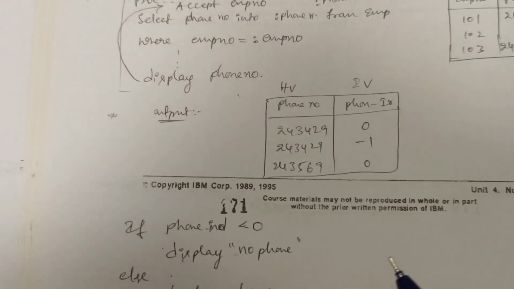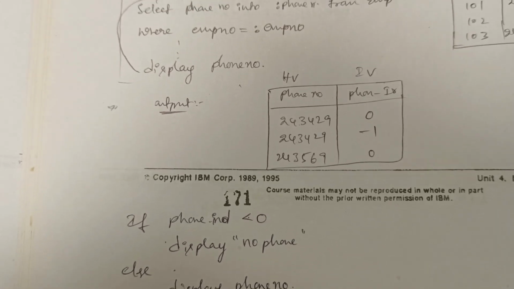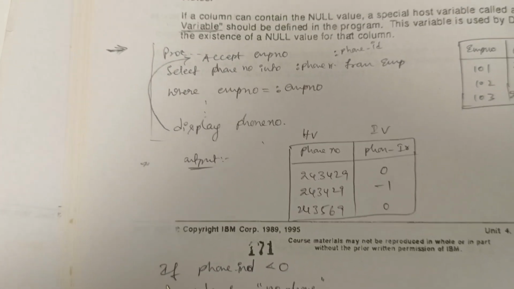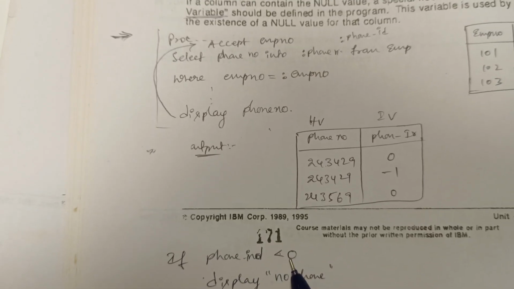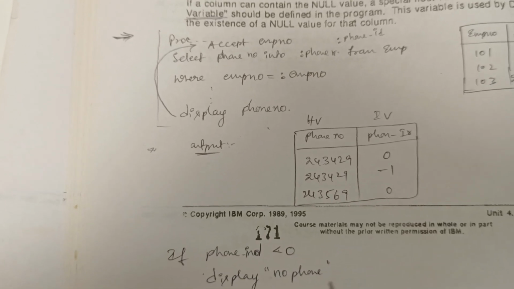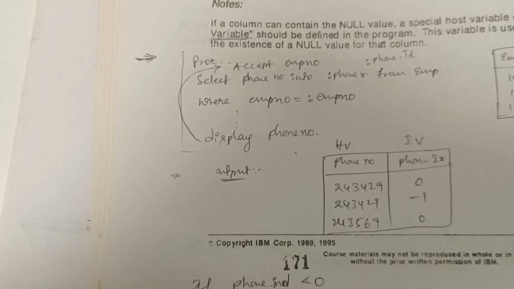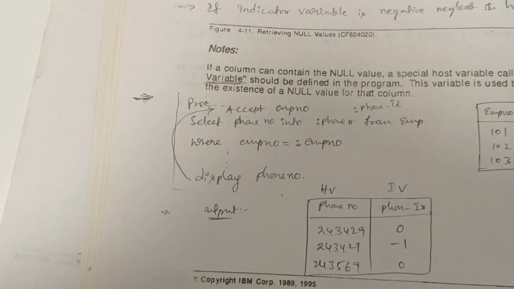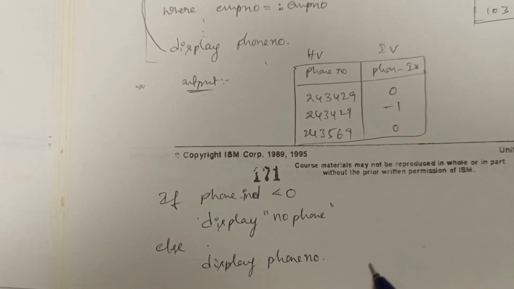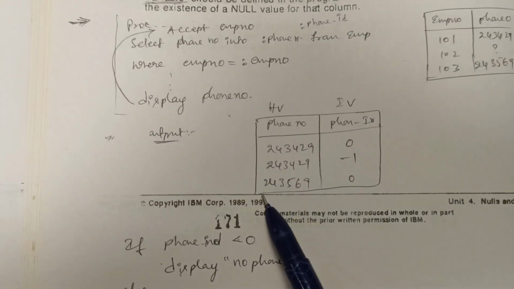How do we display when the null indicator field is there? Simply, if the indicator field of the phone number is less than 0, then you display that no phone number is available. Else, for a positive value, whenever the phone number indicator is greater than 0, we can see these are valid phone number fields.